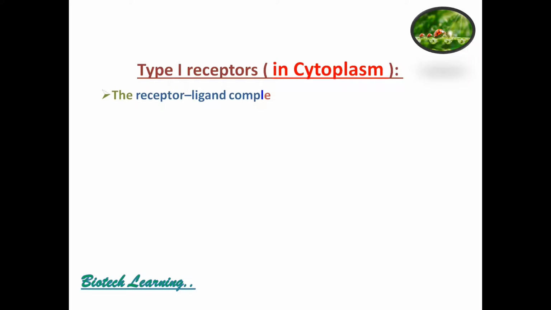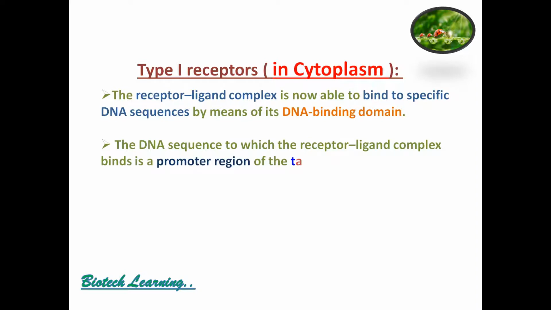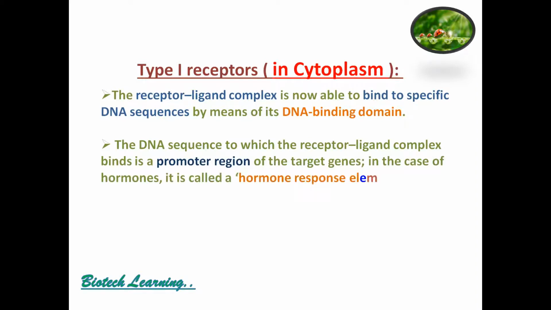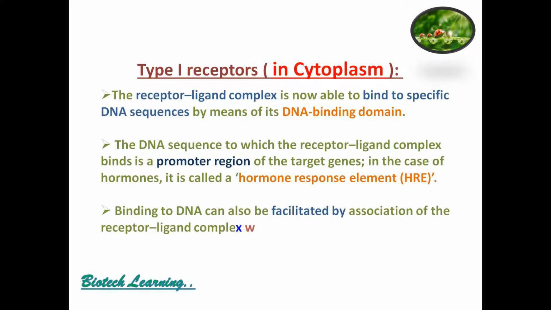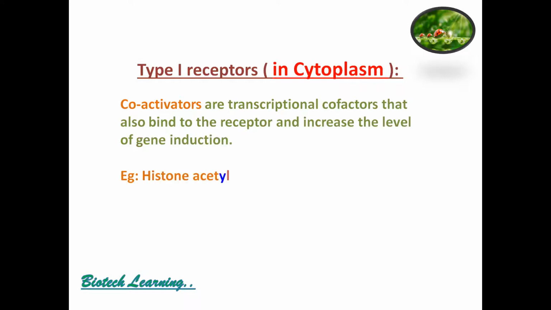So the receptor binds to the DNA with its DNA binding domain, and it binds to the promoter region of the target genes. In the case of hormones, it's called hormone response elements or HRE. Now this can be facilitated by the association of other proteins like coactivator proteins. Let's see some examples. Coactivators are transcriptional cofactors that help to increase the level of gene induction.